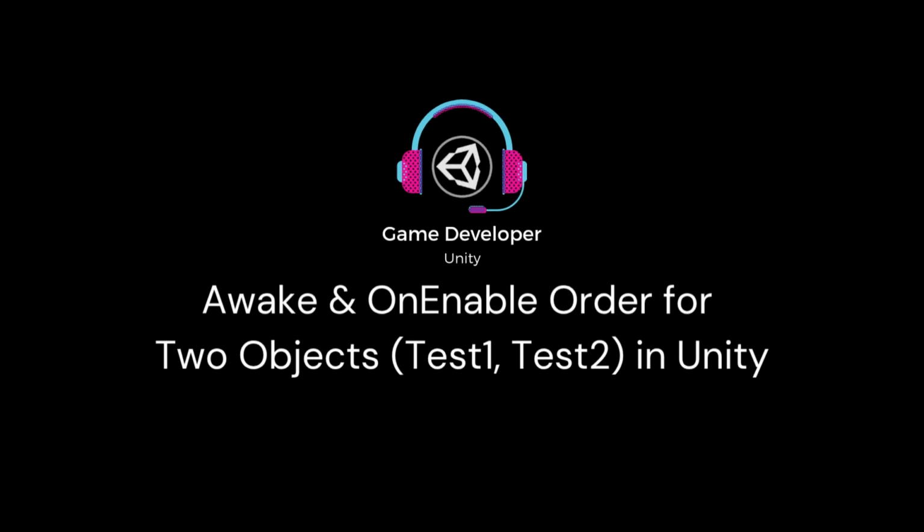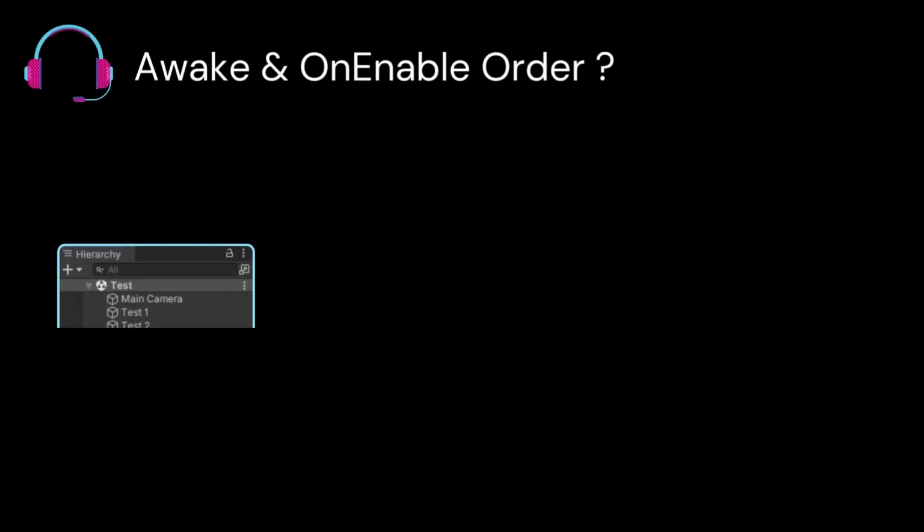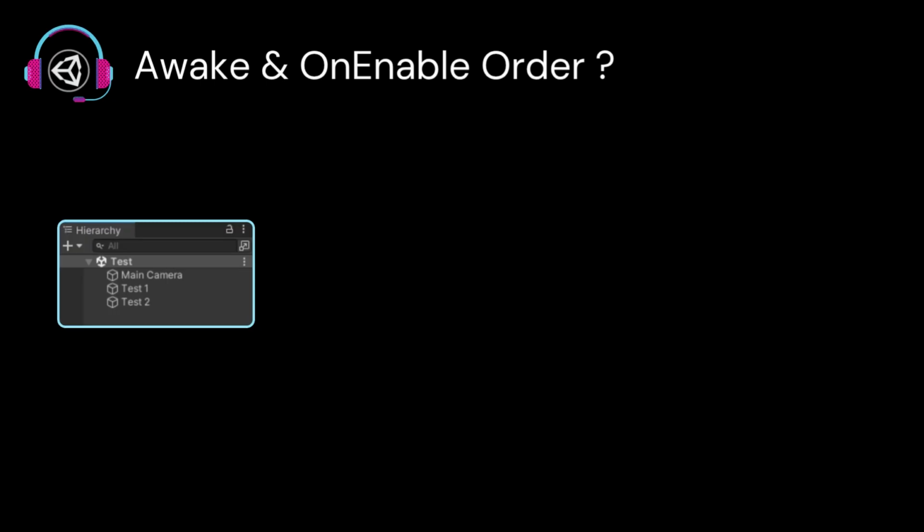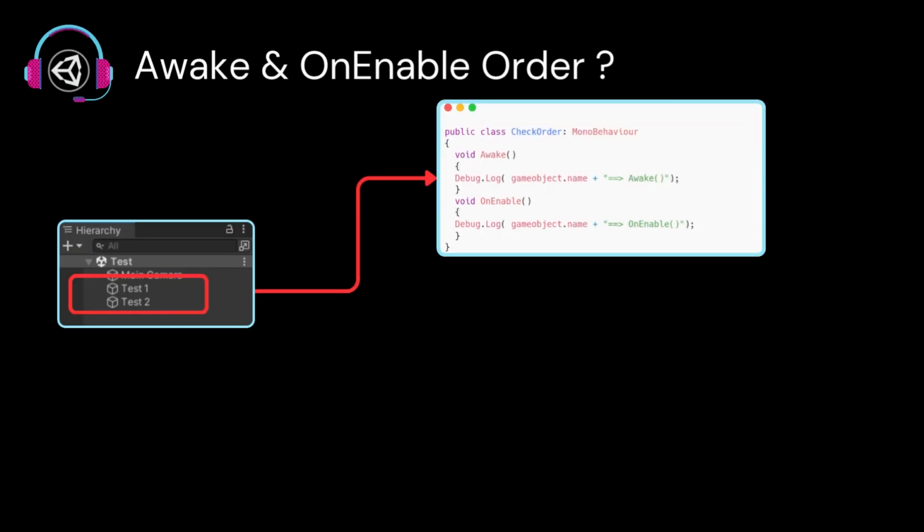Awake and OnEnable order for two objects in Unity. Let's see what happens when two objects, test1 and test2, both have this simple script. Now, in Unity's execution order, Awake always runs first on all active objects before any OnEnable methods are called. And Unity also respects the hierarchy order, meaning the topmost game object executes first.